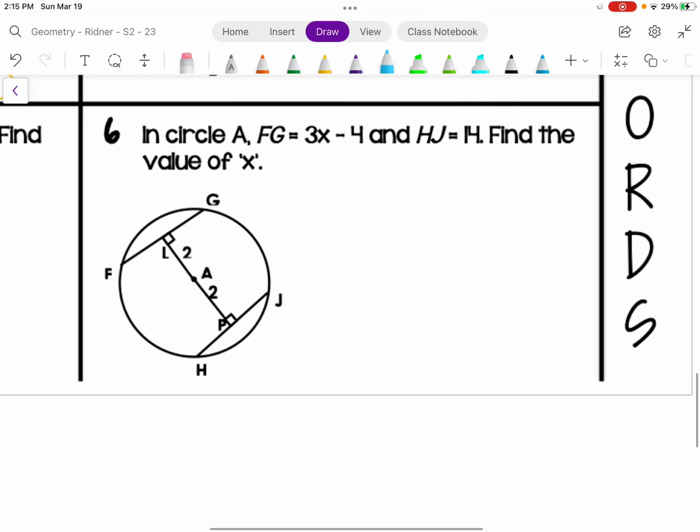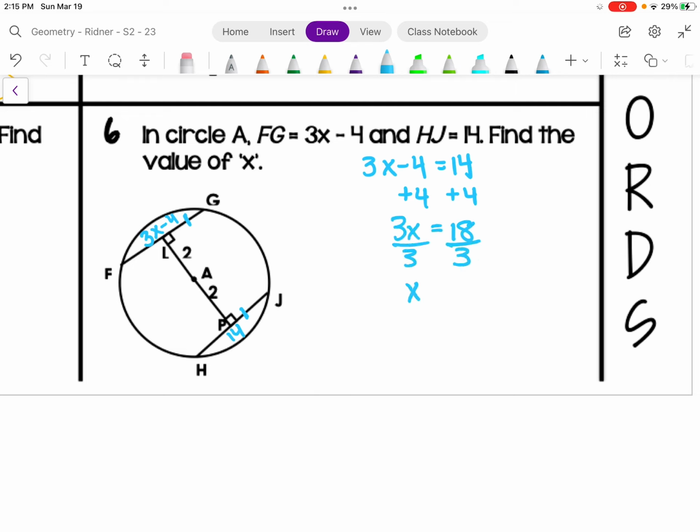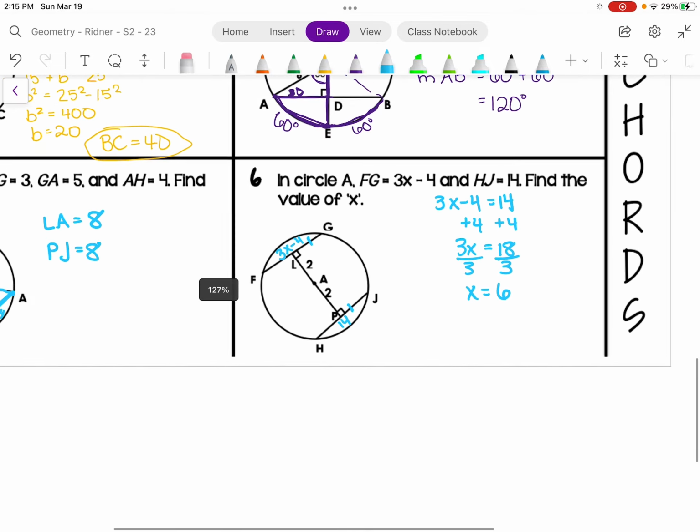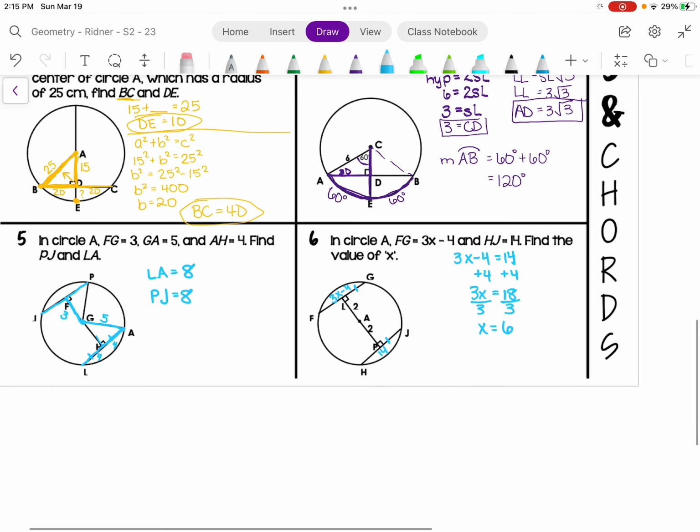All right, in this example, it says FG is 3x minus 4, and HJ is 14. Just like the other picture, this side is congruent to this side. So we set them equal to one another to solve. So adding and dividing. 18 divided by 3 is 6. x equals 6. And this concludes arcs and chords.